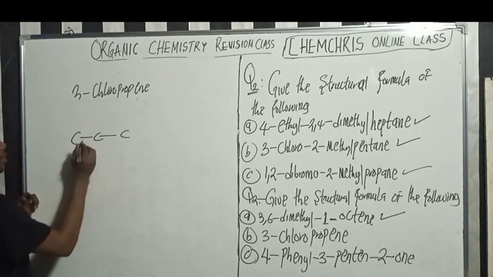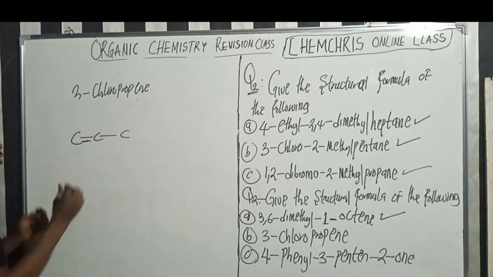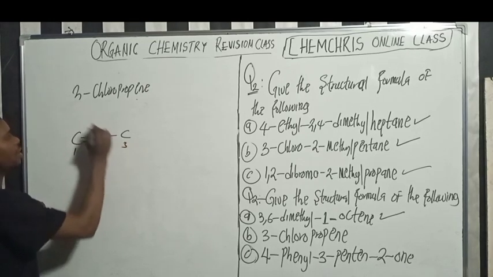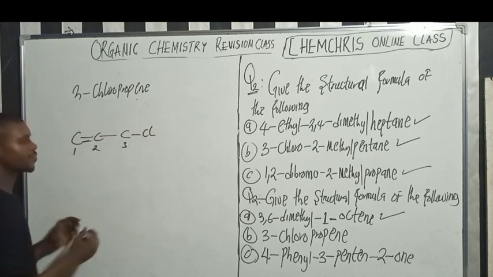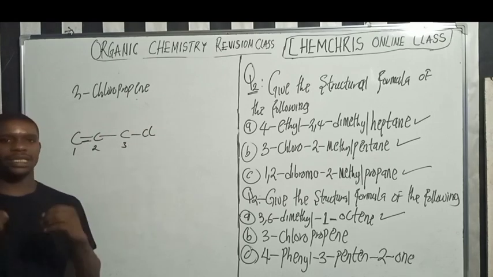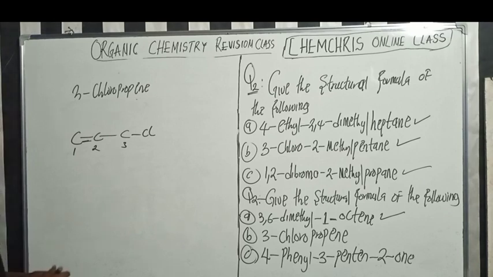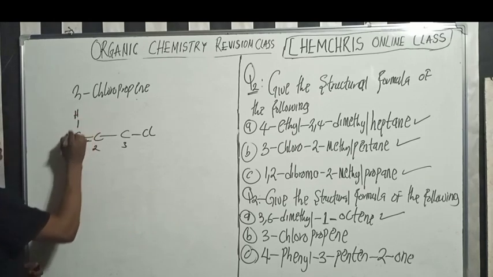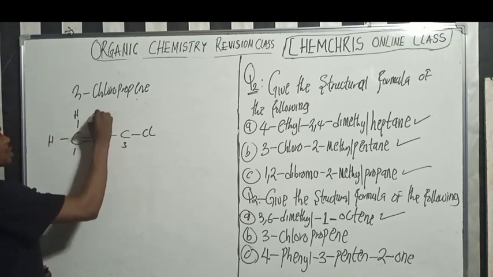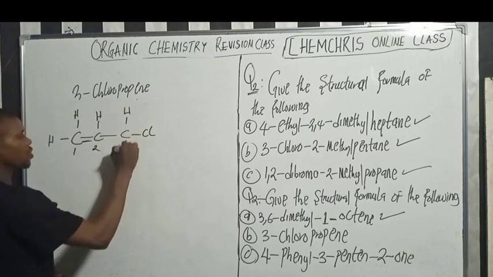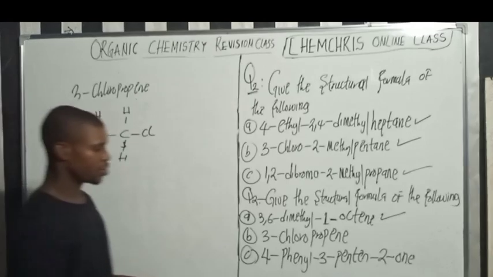So if it's here, right? So here will be 1, 2, 3. Then the chlorine is at this point. So the next thing you want to do here is what? Include your hydrogen. So we have 2 hydrogen, 1 hydrogen, 2 hydrogen. That is it.